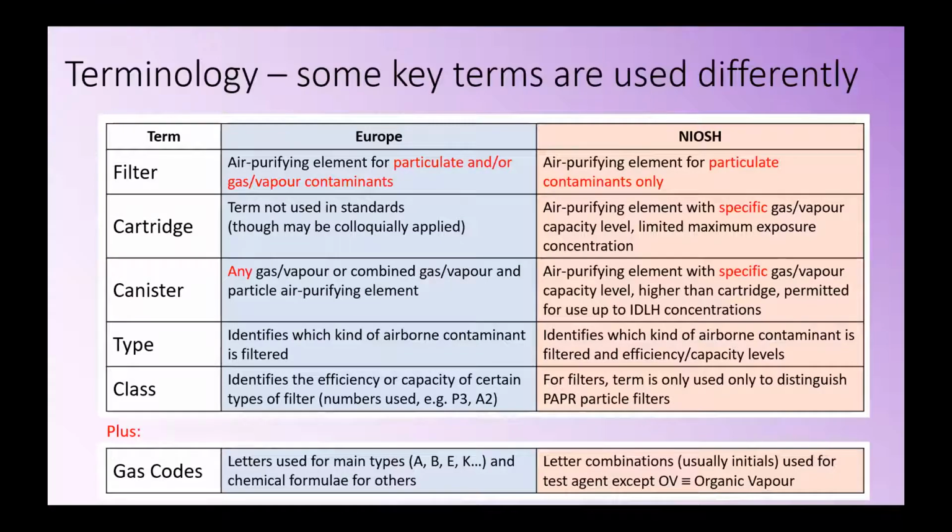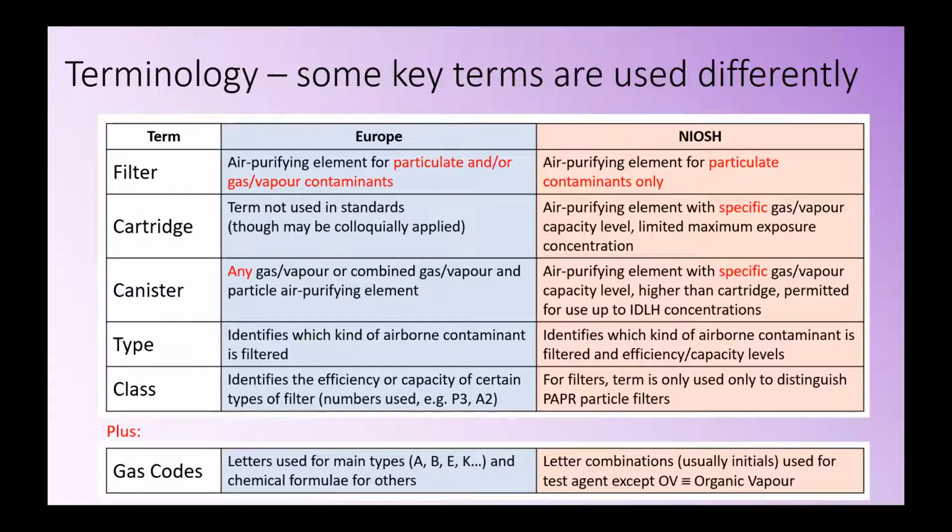Okay, thanks. And just before going any further, there are some differences in terminology as well. This catches one out sometimes, because you start using words and get people looking blankly at you when you're talking about things. And the main ones are there. There's a difference in the use of the word filter, which in North America, NIOSH standards only relates to particulate filters. Whereas in Europe, it's generally used for any kind of a gas vapor or particle filter. The words cartridge and canister in the NIOSH system have specific meanings.